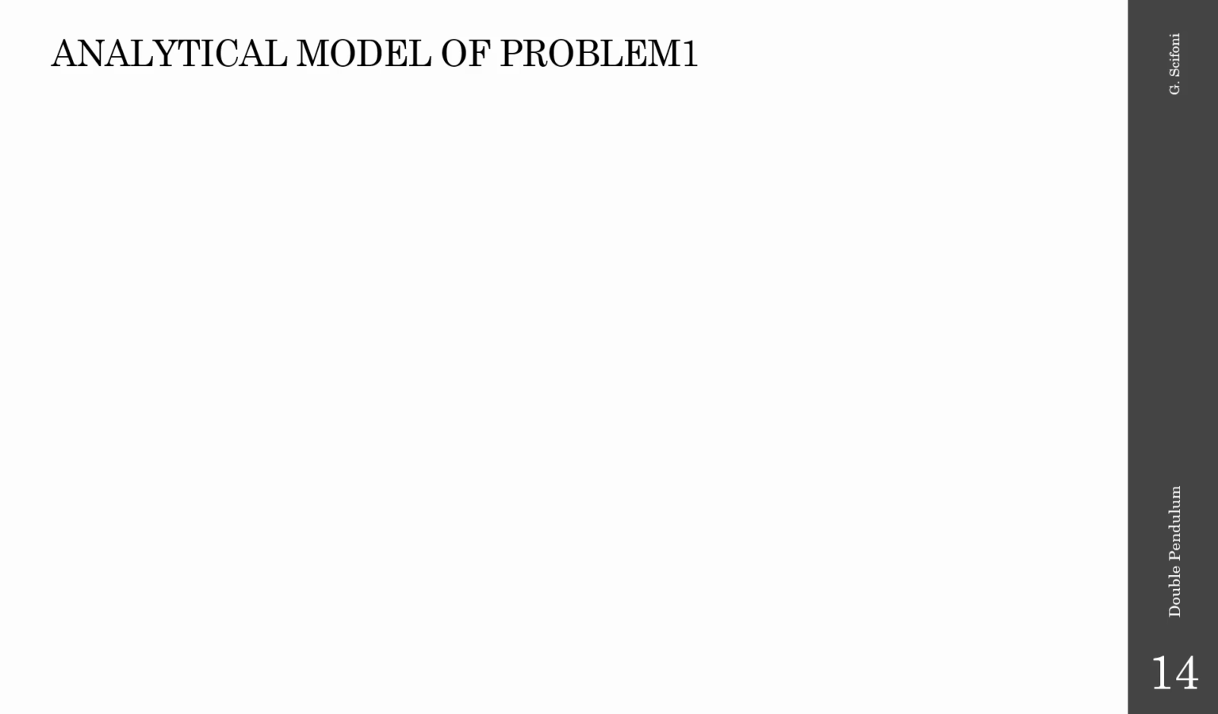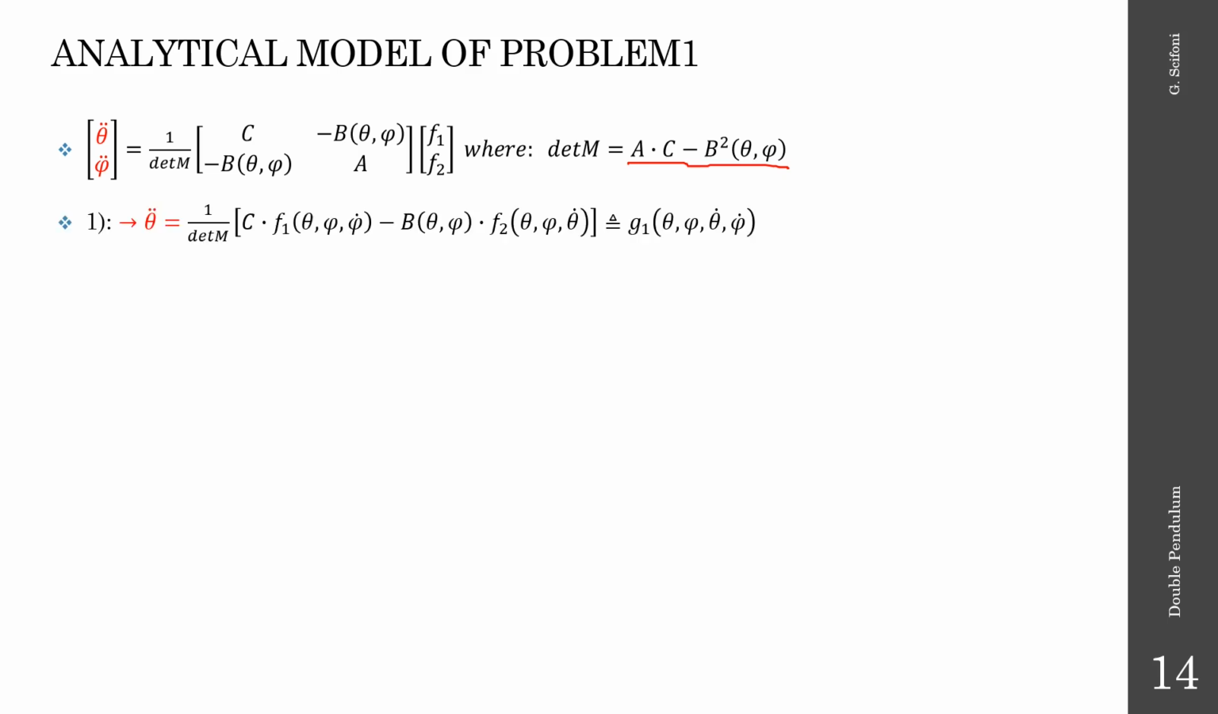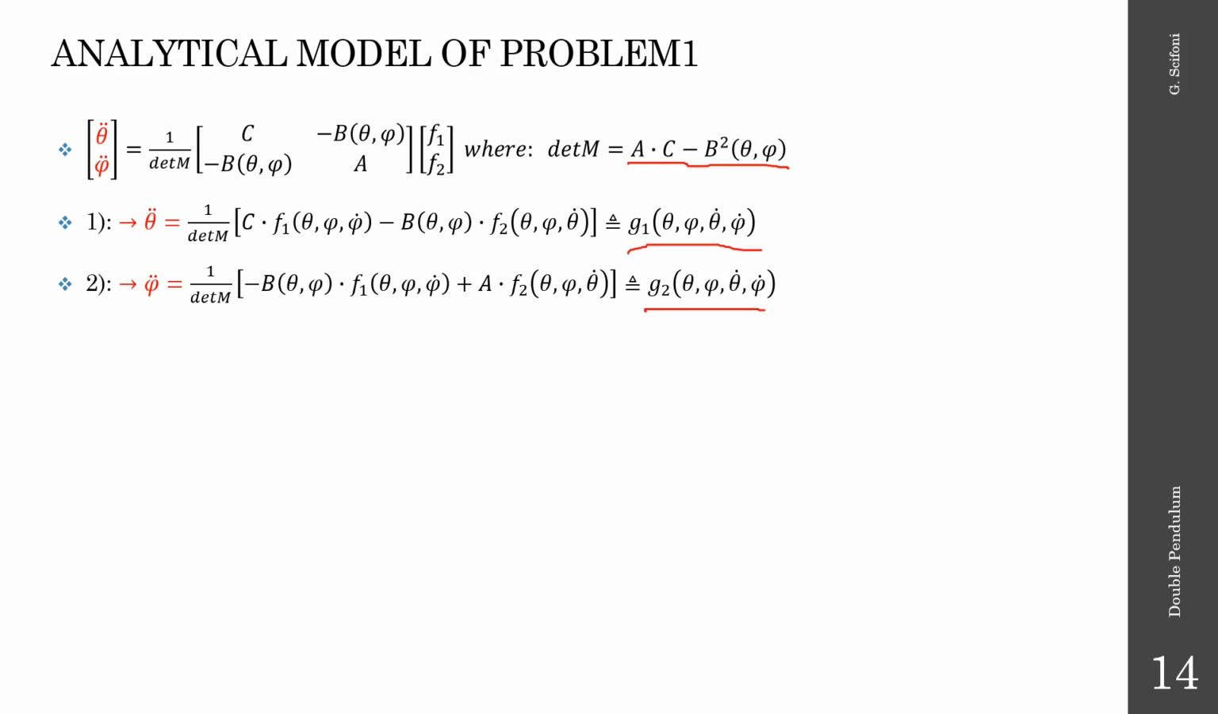The expression of the solution we can write here, where the determinant of the matrix capital M is capital A into capital C minus capital B square. Now we have two solutions, individually for theta double dot and phi double dot. We call the solutions G1 and G2 respectively. Those are both functions of theta, phi, theta dot and phi dot.